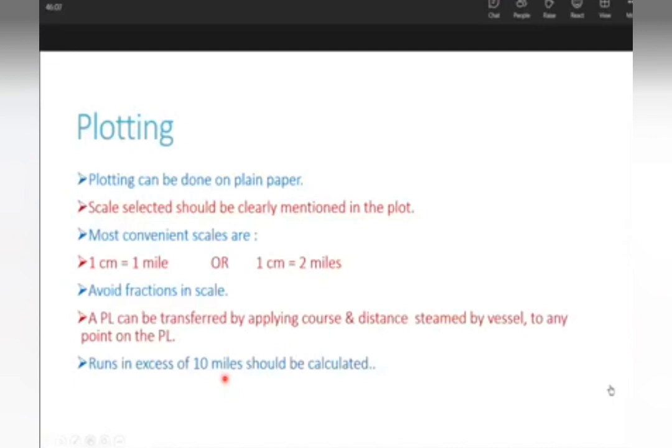So in case you have a distance more than 10 nautical miles, then the PL should be transferred by calculation, and you should avoid doing it by plotting. So we will see that in the examples going ahead.